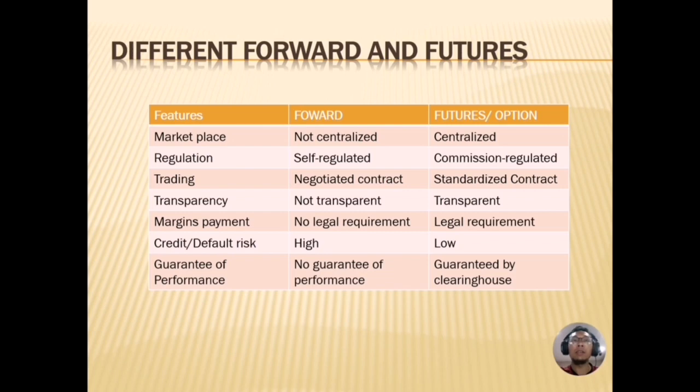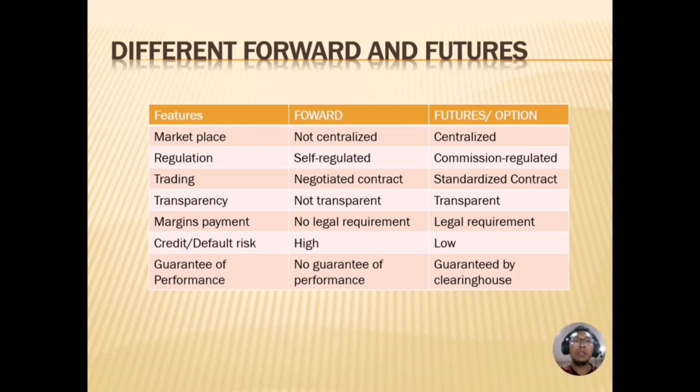Under regulation, it is commission regulated, which is they need to pay some commission to the clearing house, the middleman. Under trading features, for forward it is a negotiated contract between the buyer and the seller. And then under futures and option derivative, under trading, they are standardized contract, which satisfy or comply with the requirement made by the buyer and also the seller.